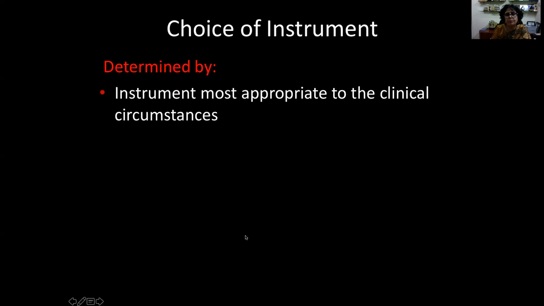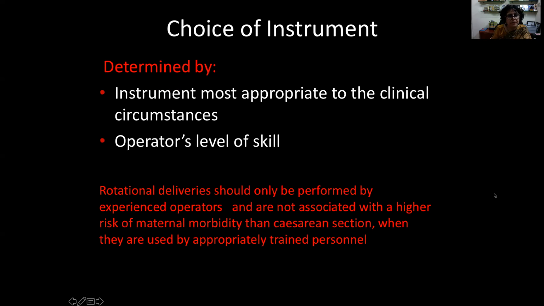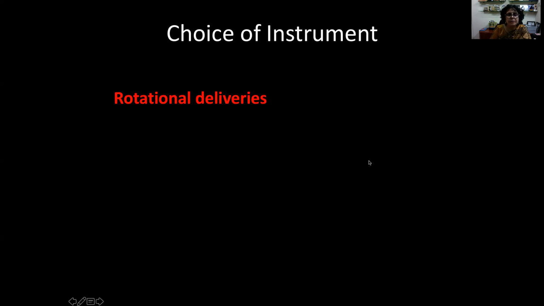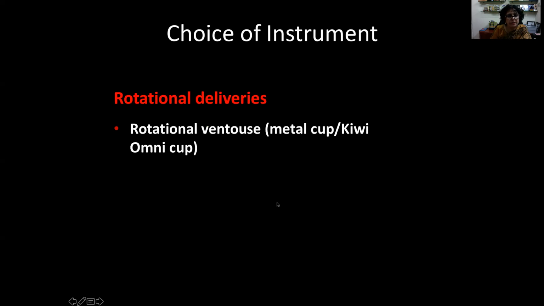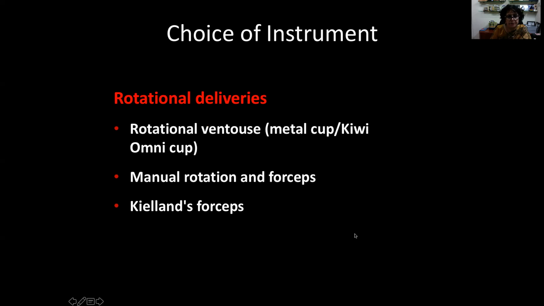Now, the choice of instrument is determined by the instrument most appropriate to the clinical circumstances, operator's level of skill and rationale. Rotational delivery should only be performed by an experienced operator and is not associated with a higher risk of maternal morbidity than cesarean section when used by appropriately trained personnel. So the choice of instrument, again, the rotational deliveries: rotational ventouse, metal cup, Kiwi or all sorts of it, then the manual rotation and forceps.